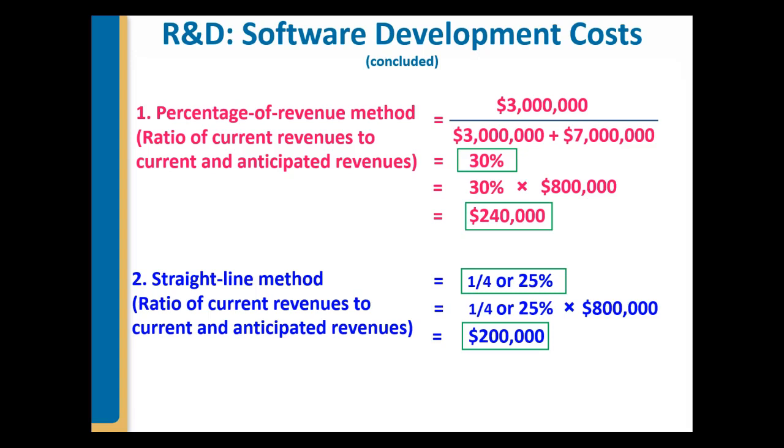Now, under the straight line method, the periodic amortization percentage is 25% because the economic life of the software is estimated at 4 years. The amortization is $200,000, which is 25% of the $800,000. The percentage of revenue method is used because it produces the greatest amortization of $240,000.